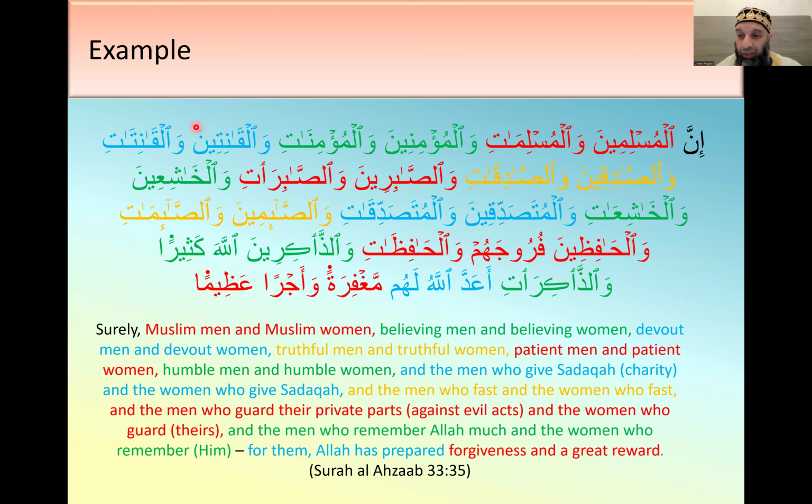Inna. We haven't done that yet. But inna, write it down next to it if you've got a printed version. Inna means surely. Some translations may say indeed. I'm just going to keep to the professional translation I've got here. So inna means surely. Now look at this. Innal muslimina. Al means, what does al mean?